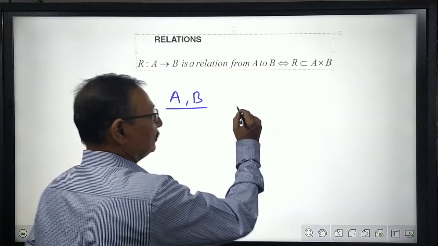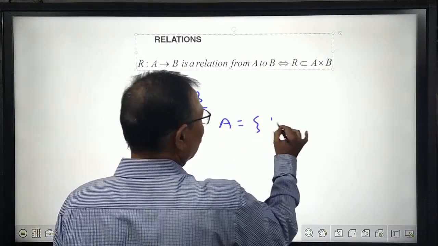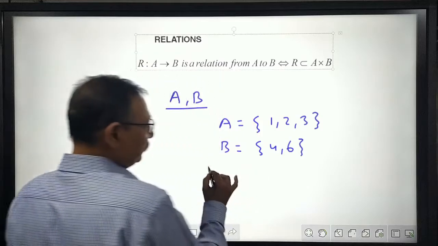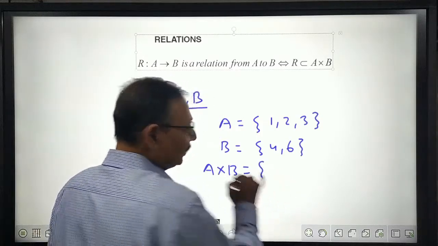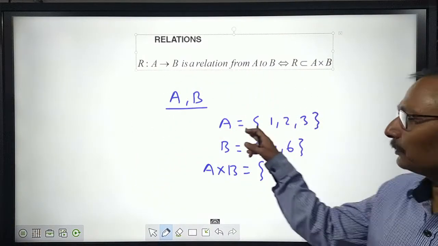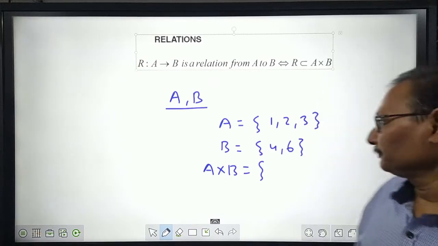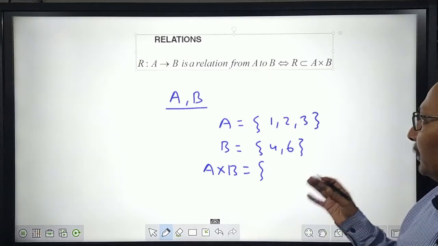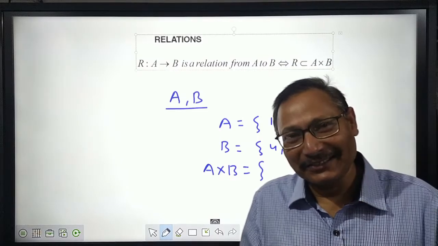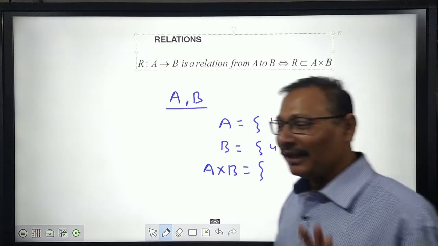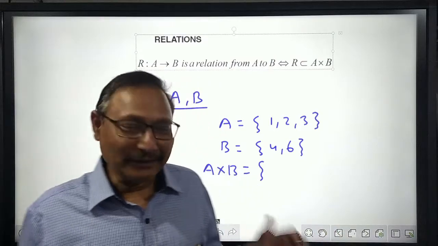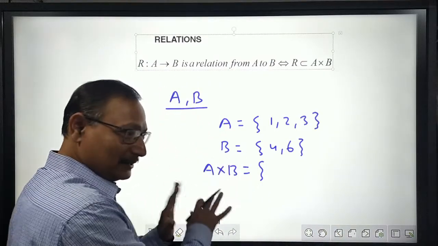As for example, if A is a set of elements 1, 2, 3 and B is a set of elements 4, 6. So A cross B is a collection of all possible ordered pairs which can be made by taking the first element from set A and the second element from set B. So clearly, there would be 3 times 2, that means 6 elements in A cross B. So there are all possible ordered pairs, 6 in number, and that would have been collected in this particular set.